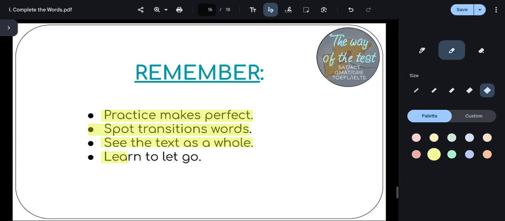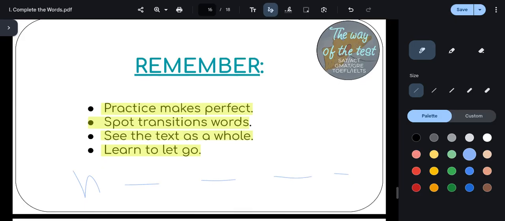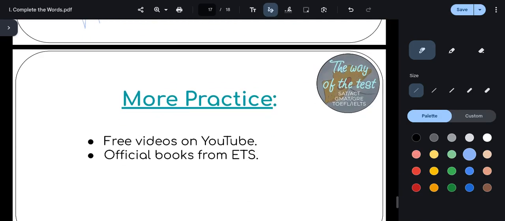Okay, and finally, learn to let go. If you cannot really think of the word, if you're looking at the blank spaces and you have a blank mind, just let go. Put whatever word you think, even if it doesn't match, just put anything and move on with your life, because we don't really want to linger on questions for that long. We just want to solve this task, move on to the next task, move on with the TOEFL, move on with life.